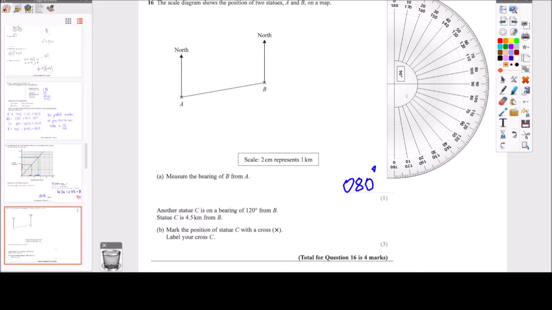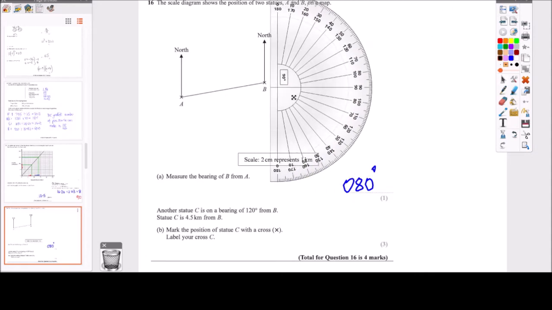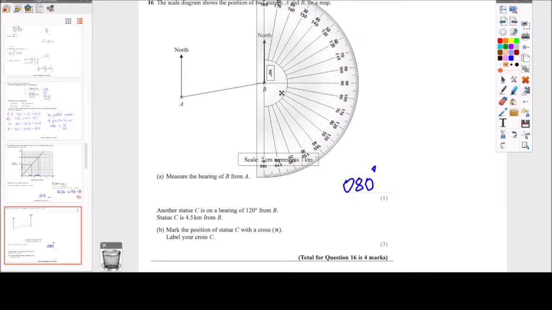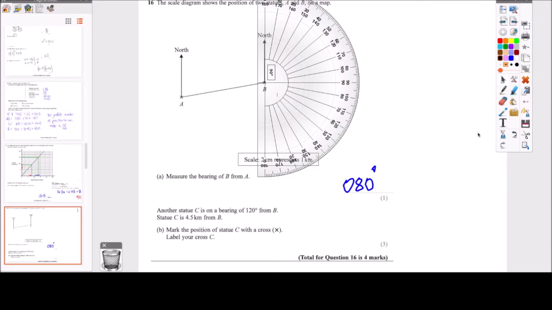Now for part B, we're told another statue C is on a bearing of 120 from B. So bearing of 120 from B on this occasion. So let's go and put our protractor on B and get an angle, a bearing of 120.